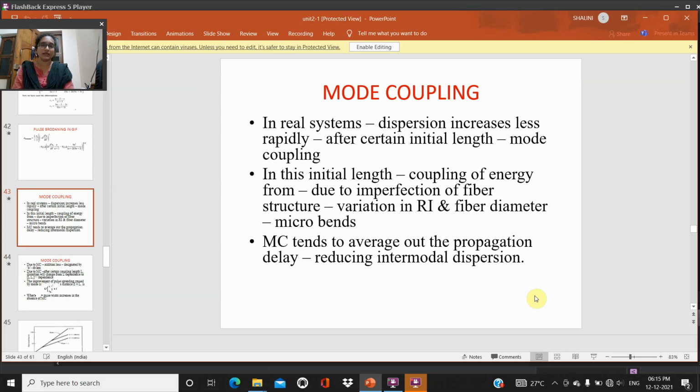Then we will see the next topic, mode coupling. Okay friends, we will see it in the next class.